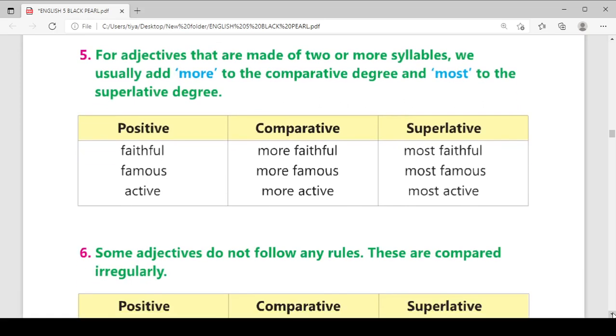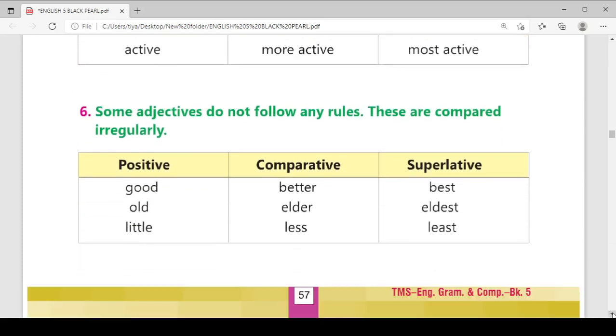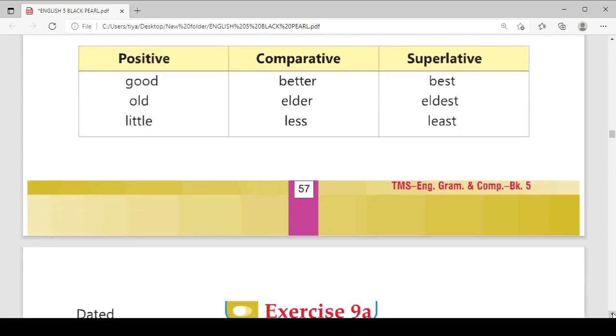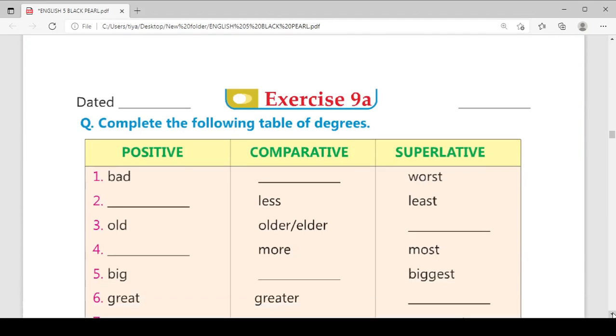For adjectives made of two or more syllables, like faithful, famous, beautiful, or active, we need to use more and most to make the comparative and superlative degrees. Faithful, more faithful, most faithful; famous, more famous, most famous; active, more active, most active; beautiful, more beautiful, most beautiful; good, better, best; old, older, oldest; little, lesser, less, least. Now we need to solve the exercise.